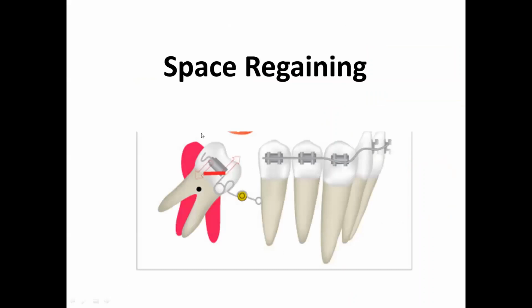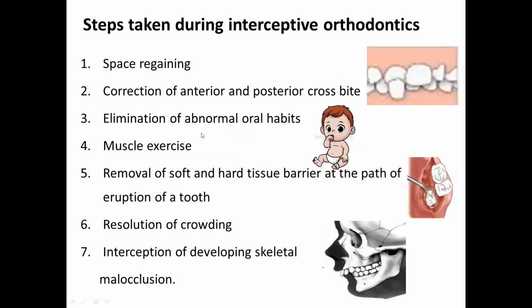Another step in interceptive orthodontics is, as I told you, we need to remove the etiological factor. As in this picture, we see a child with a habit of thumb sucking. If we need to treat the malocclusion in this child, first of all we need to stop the child's habit.